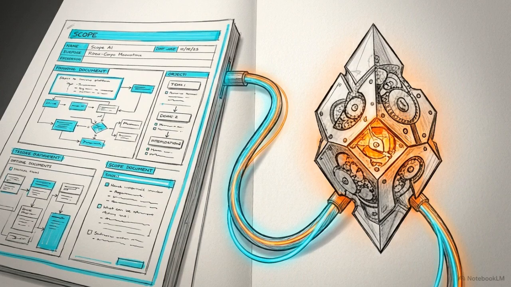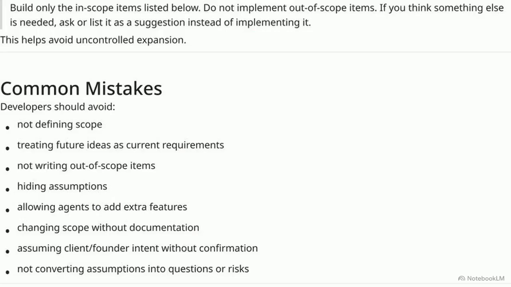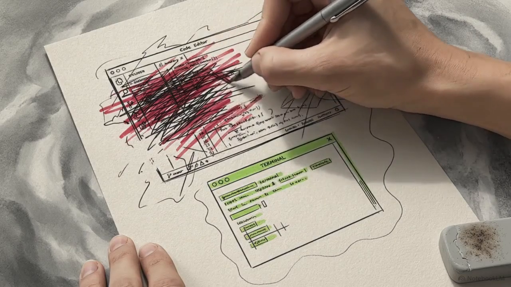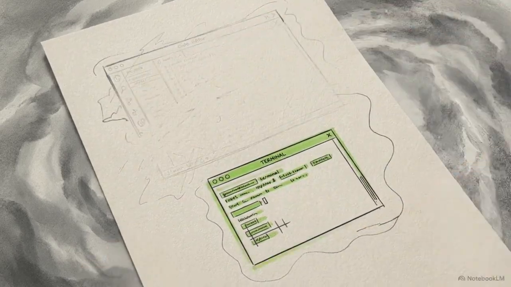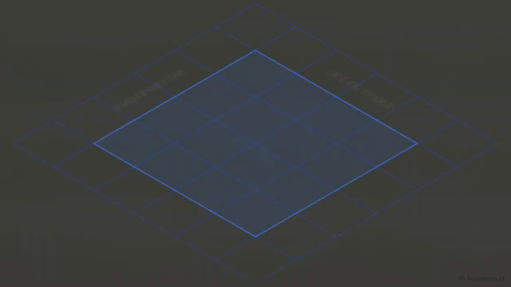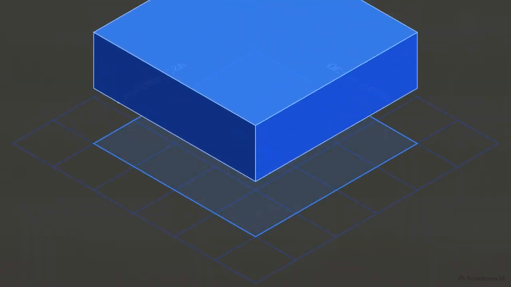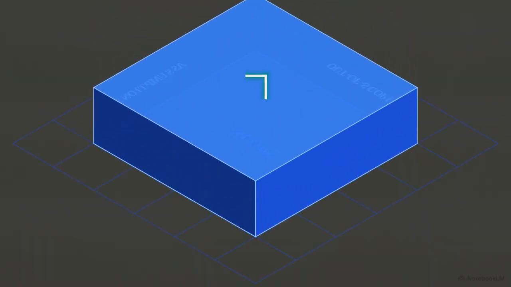Looking at the explicit prompt instructions here, the agent is commanded to build only the in-scope items, completely ignore the out-of-scope items, and ask for permission before adding anything else. By enforcing these exact rules, this explicit limitation turns chaotic, unguided autonomy into highly predictable, tightly controlled output. Defining these boundaries establishes the foundational engineering practice necessary to guarantee clarity and delivery in an AI-assisted environment.